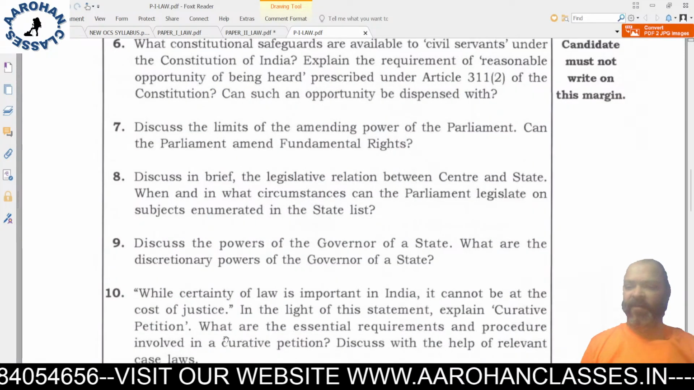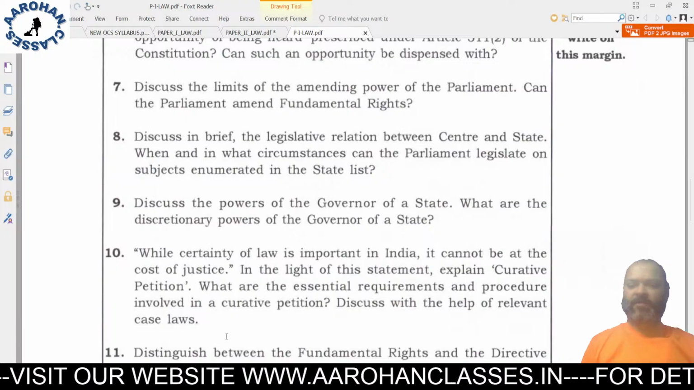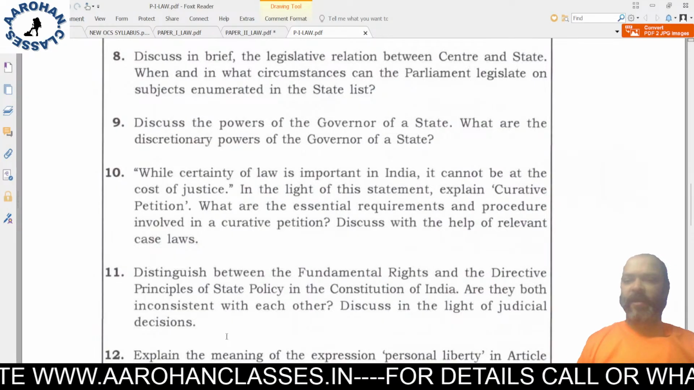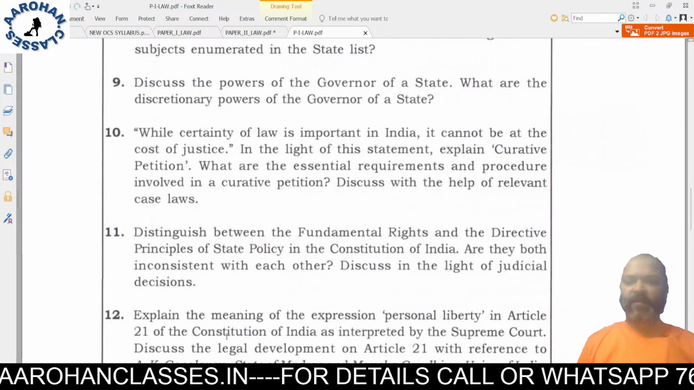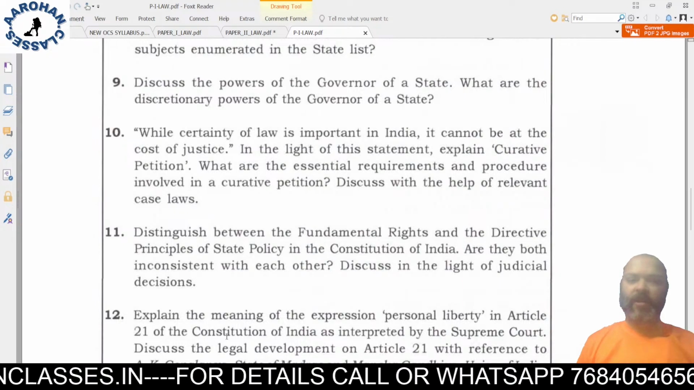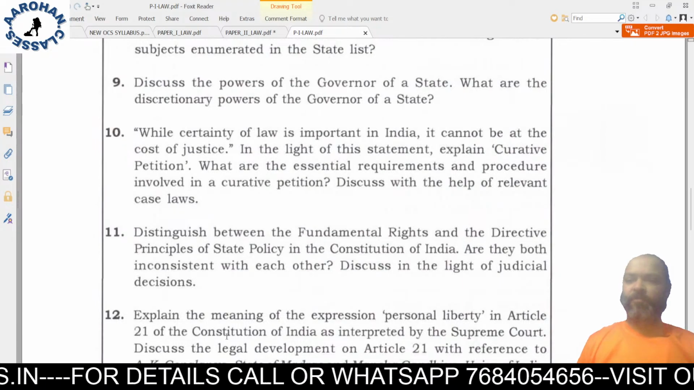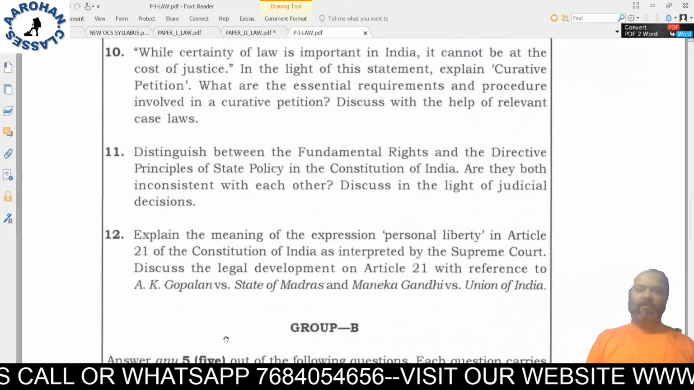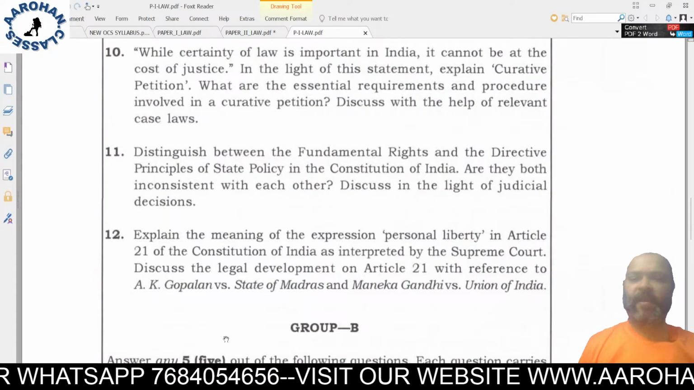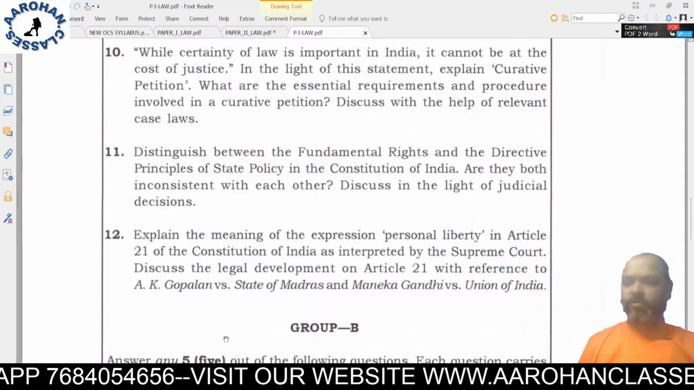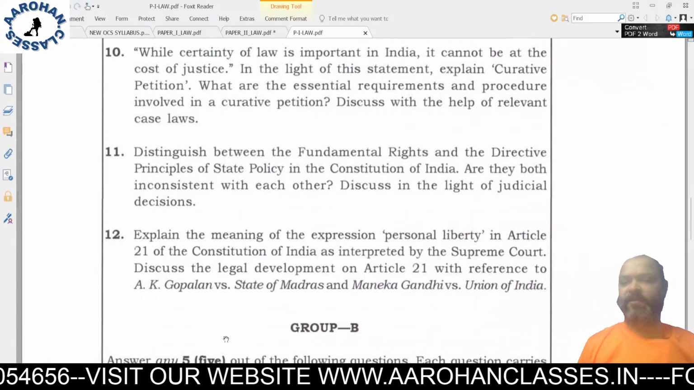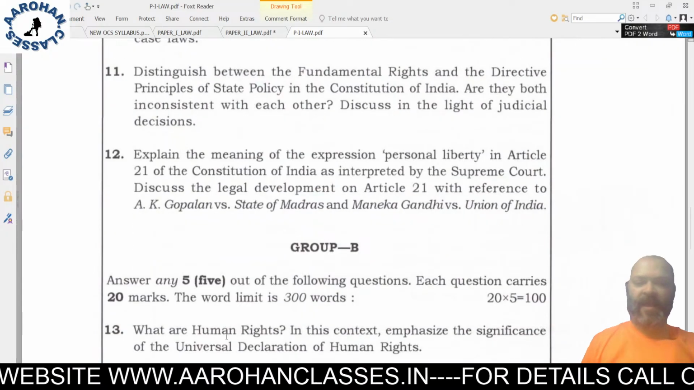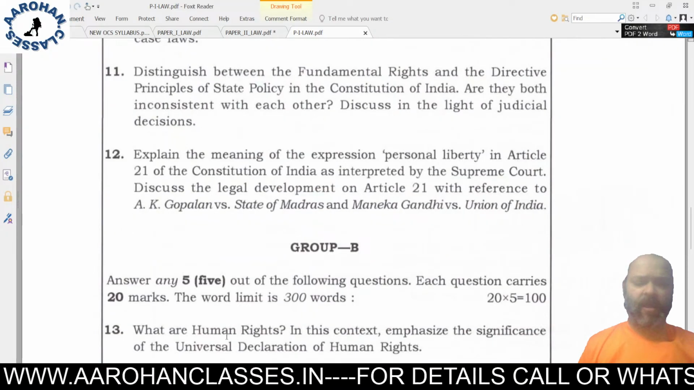Discuss the powers of the governor of a state. What are the discretionary powers of the governor of a state? While certainty of law is important in India, it cannot be at the cost of justice. In the light of this statement, explain curative petition. What are the essential requirements and procedure involved in a curative petition? Discuss with the help of relevant case laws. Distinguish between fundamental rights and directive principles of state policy in the Constitution of India. They are both inconsistent with each other. Discuss in light of judicial decisions. And the last question: out of 12, you have to attend only 10.